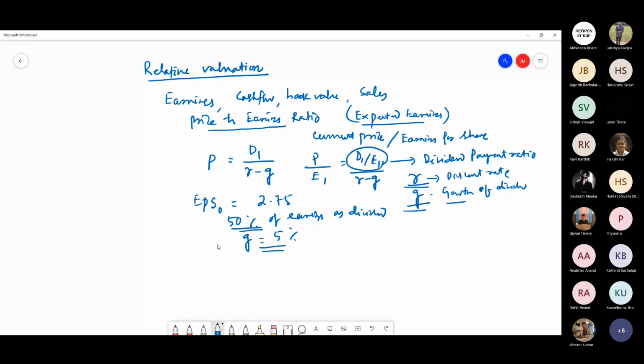If you want to calculate the price to earning ratio of the company, then what will be the P by E? Can you tell me? Yes.